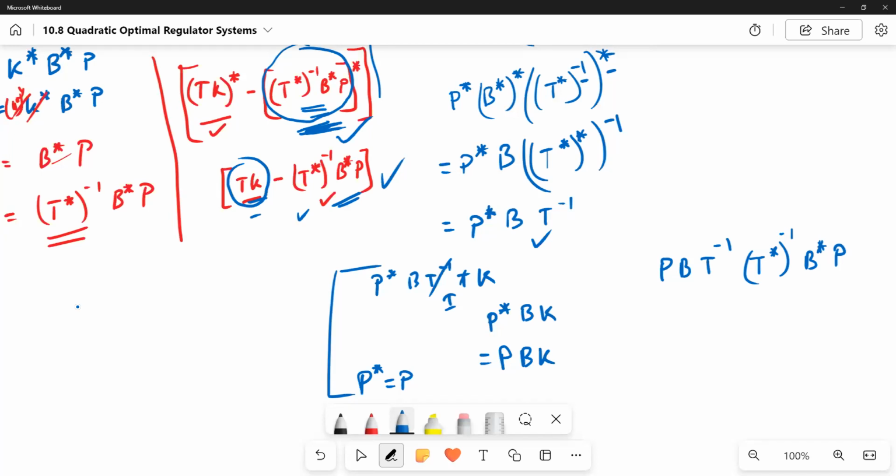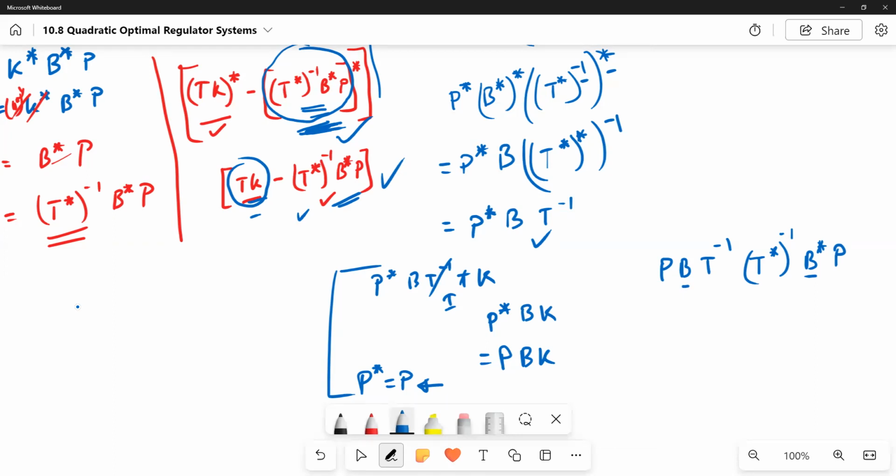So this is true for P because P is a symmetrical matrix, but this is not true for B because B is not a symmetrical matrix. In most cases, it is a vector, or a one-dimensional matrix basically, either one row or one column is there.